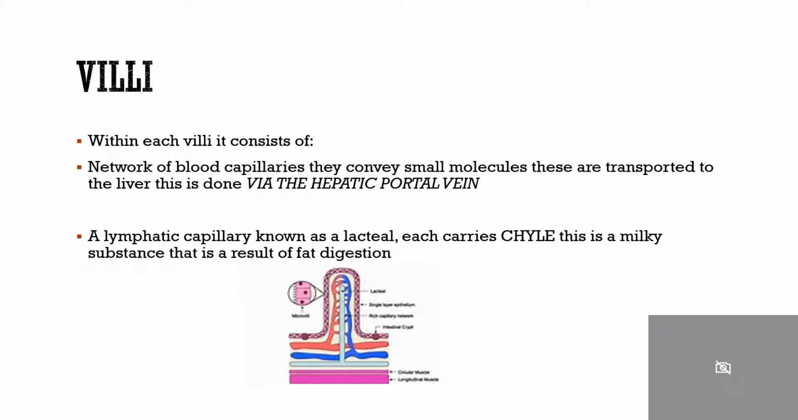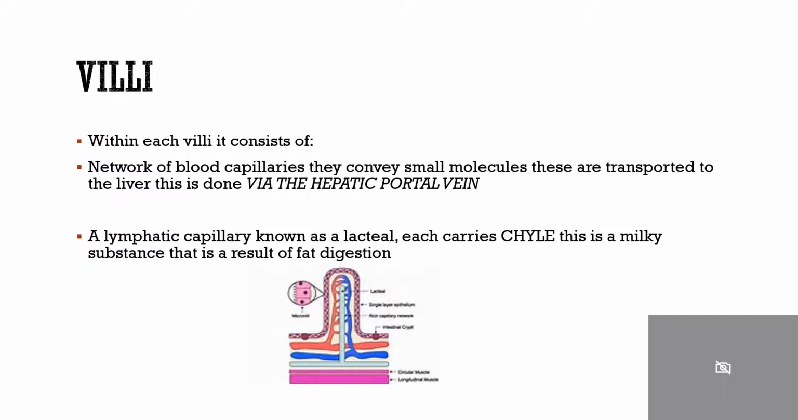The villi. Within each villus, there is a network of blood capillaries. They convey small molecules, and these are transported to the liver, and this is done via the hepatic portal vein. A lymphatic capillary known as a lacteal. Each carries chyle, and this is a milky substance that is a result of fat digestion.